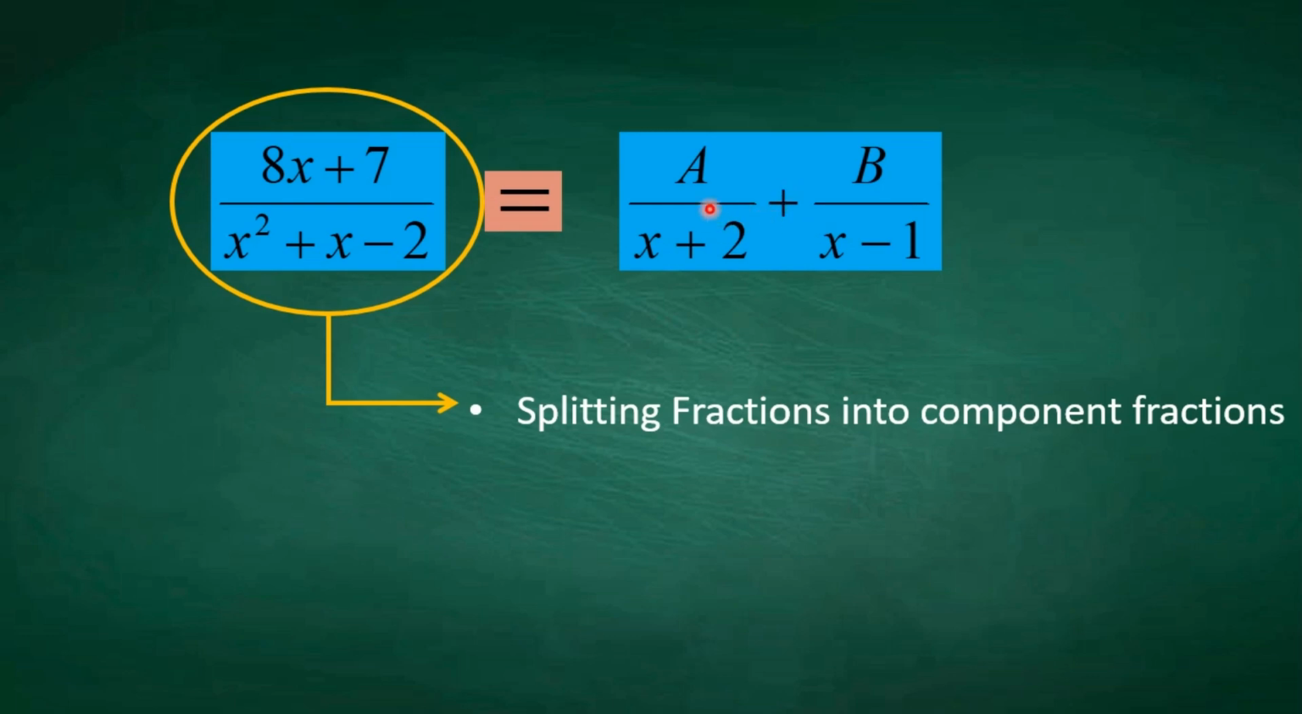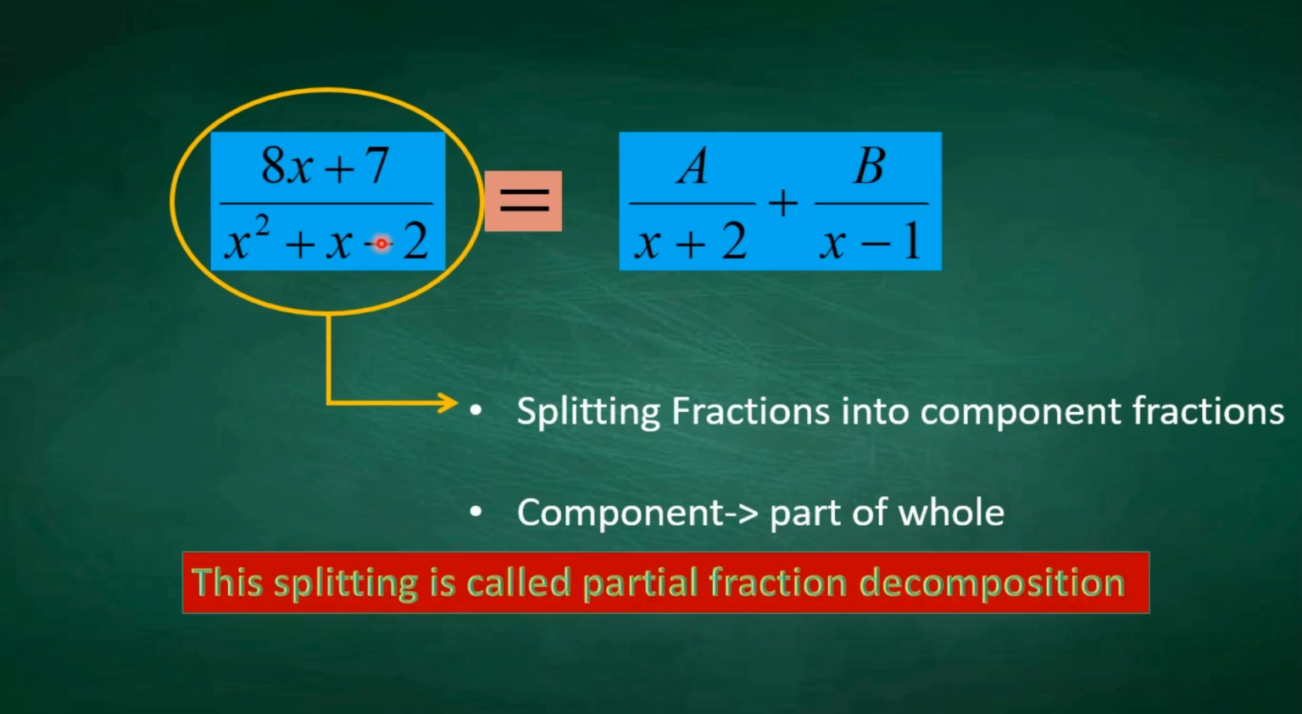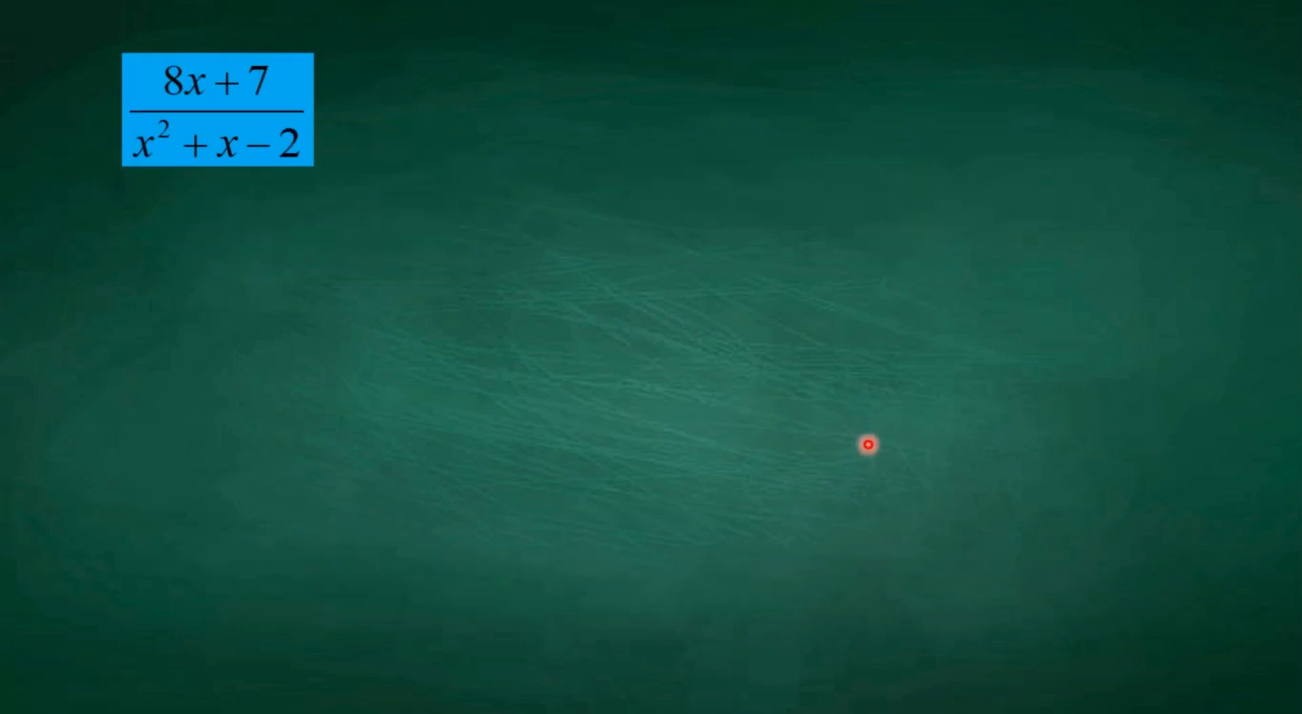So a over x plus 2 is considered as one component and b over x minus 1 is considered as the other component, right? So a component is known as the part of the whole. This splitting we call partial fraction decomposition, and it has a lot of applications in solving problems involving integration and finding the sum of a series. Alright, so let's start solving this.